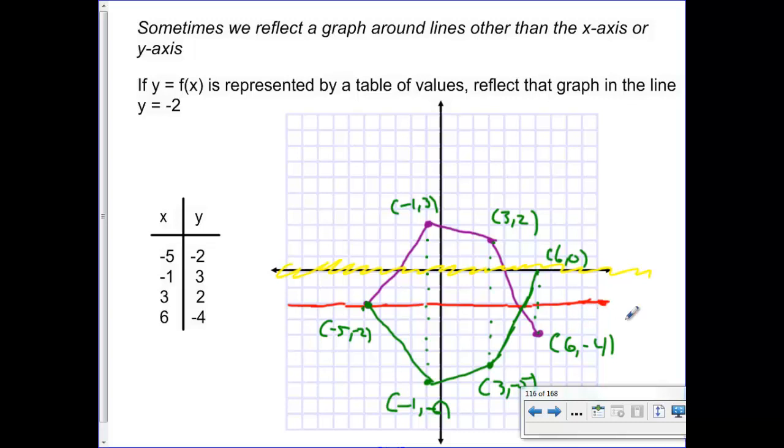Okay, long story short then. If you put a negative inside the brackets, it flips things this way. If you put a negative outside the brackets, it flips things this way. And then review from last day, if you add a number outside the brackets, it goes up or down. And if you add a number inside the brackets, it goes side to side. So inside, side to side, outside, up and down. That's pretty much it.